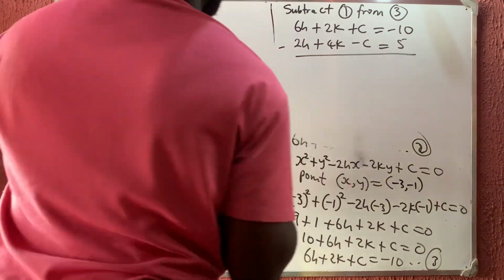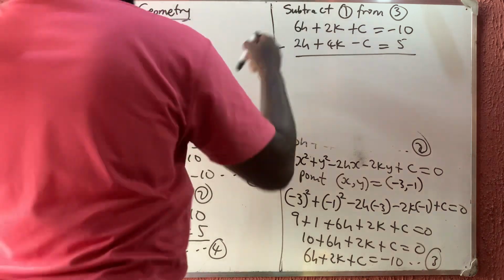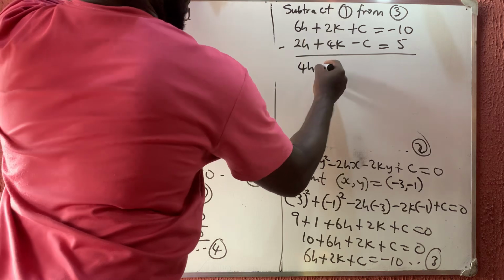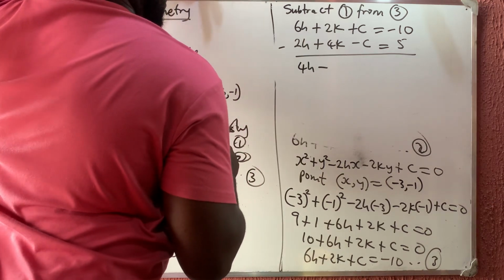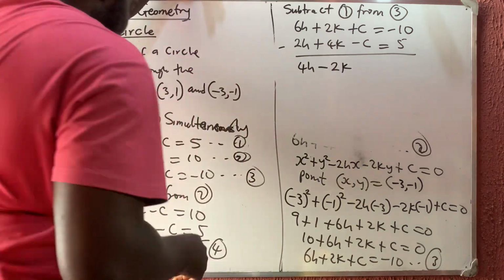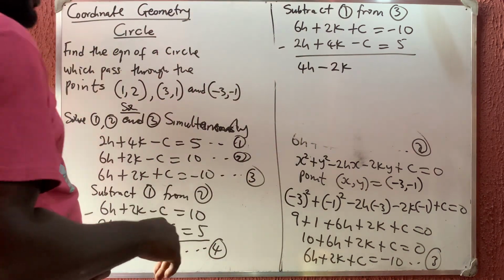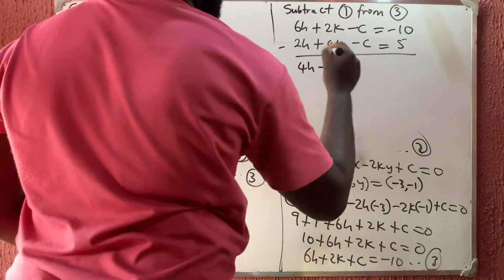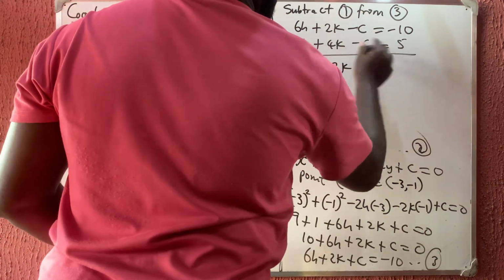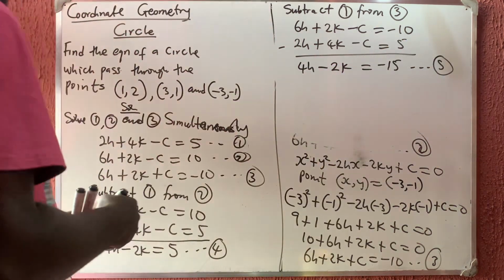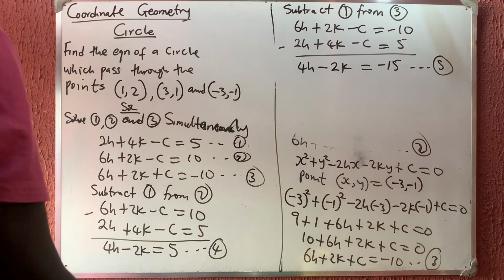So if we subtract, this and this give me 4h, right? This and this give me minus 2k, right? Then this and this is gone. Sorry, this is minus, not plus. So this and this is gone, and then I'm having minus 10 minus 5 to give me minus 15. Equation 5. Okay, so now let us solve equations 4 and 5 simultaneously.